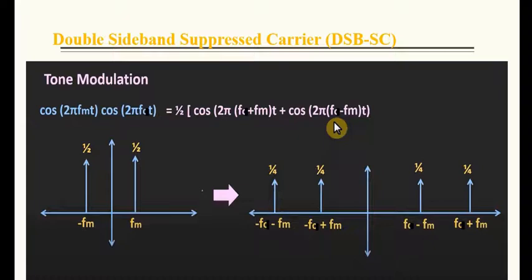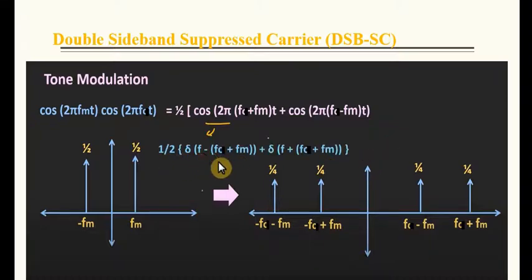And for this, we have half delta of f minus fc minus fm plus delta of f plus fc minus fm. So if you plot this, you will find this component centered at fc plus fm. We have a pulse here with a magnitude of half, and at minus fc minus fm, this pulse. So this represents this component and this component.